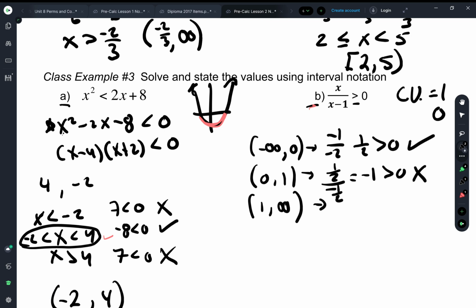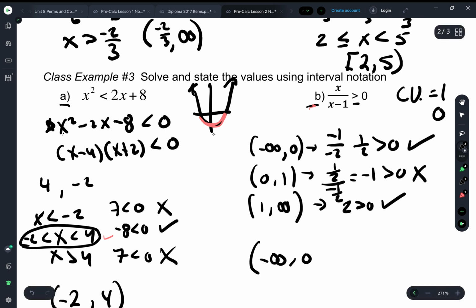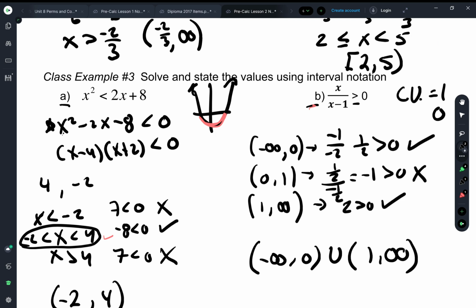And lastly, 1 to infinity, let's try 2. 2 over 1, which is 2. Is 2 greater than 0? It is. So the outside sections are solutions here. So we'd have a solution of negative infinity to 0 in union with 1 to infinity, because it's two separate sections. All right, any questions or concerns on that?